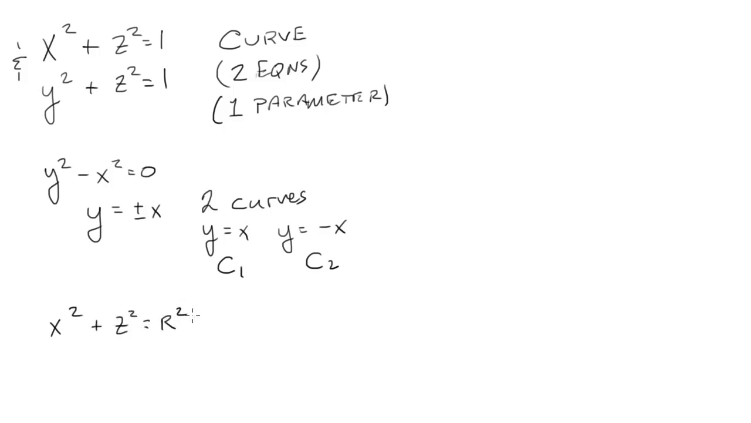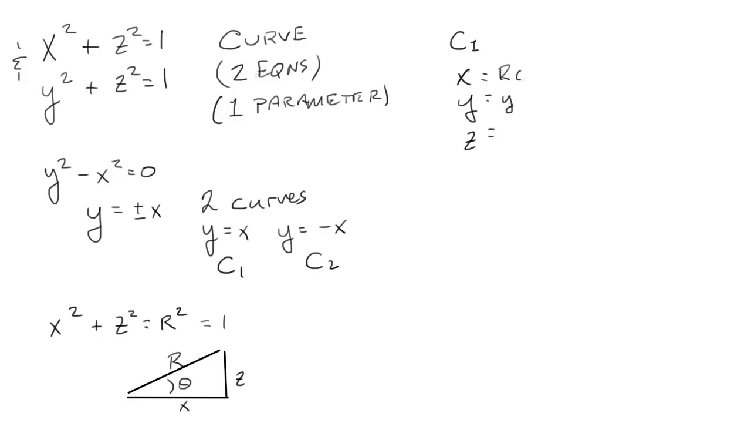I'll pick one of the equations to make my r squared. So I'll get my change of coordinates. X and z are now the polar, y is still y. And get my two equations, r is 1, y is x, and substitute to get my parametric form.